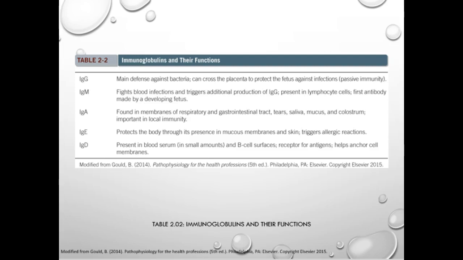Here's the immunoglobulins and their functions. I think immunoglobulin G is one of the good ones to know. It's a main defense against bacteria and provides passive immunity. I mean, I think they're all good to know. I think E is good to know because that's what happens with allergic reactions. D will be with a blood serum. I hate lists of stuff. Let's go with this. What I want you to know off this slide is that G is the main defense. E is what is triggered with allergic reactions.